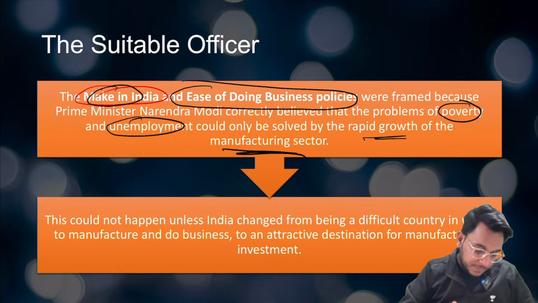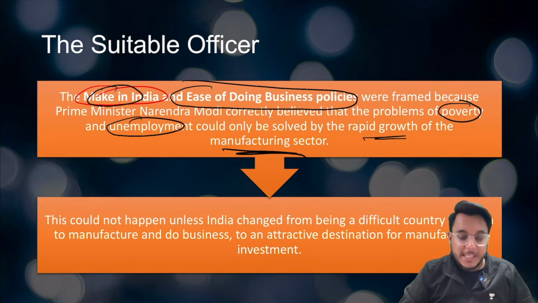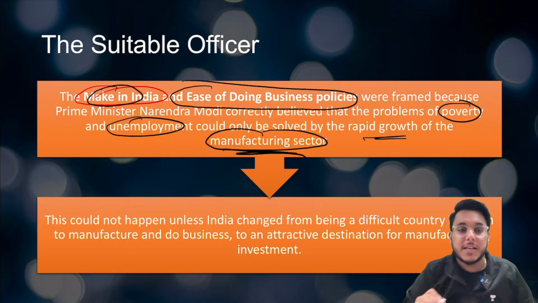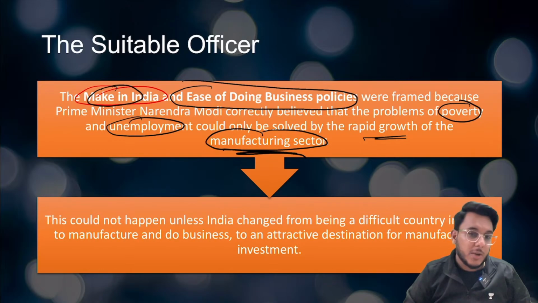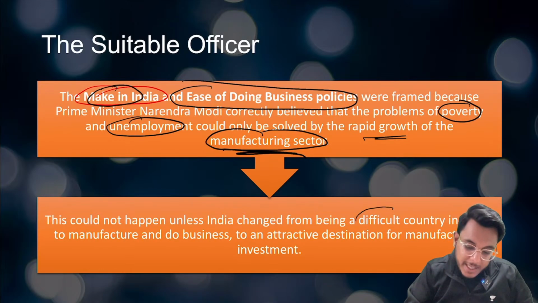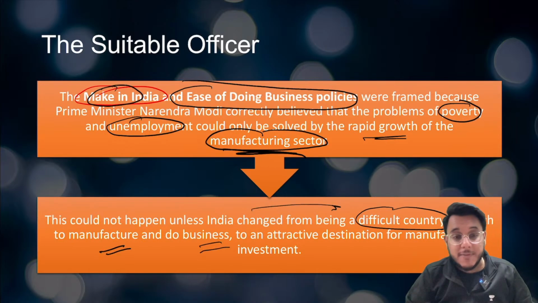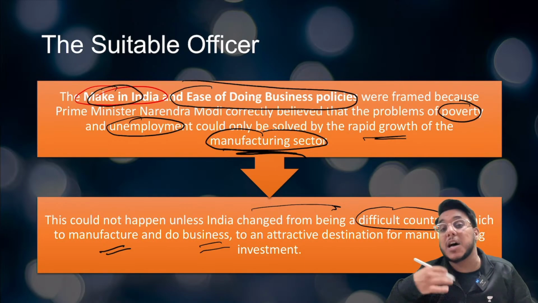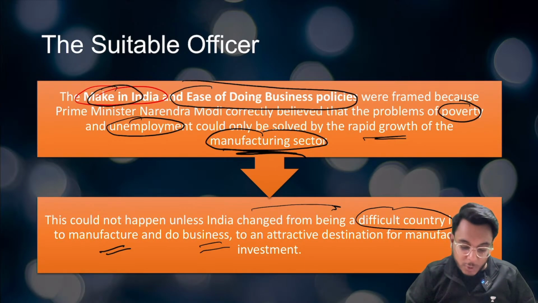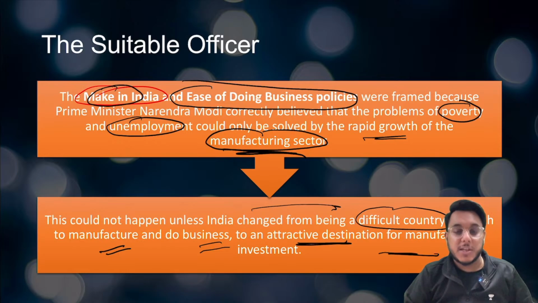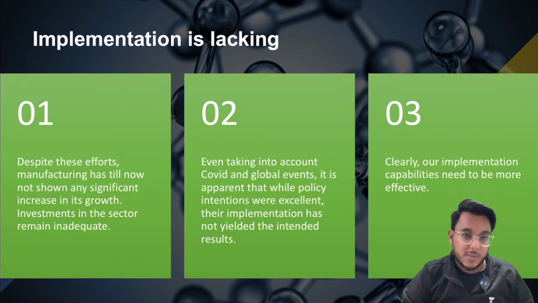So basically it has been said that if we want to promote the manufacturing sector, we need to ensure that India should not be a difficult country for doing manufacturing and business. We need to change India from being a difficult country to a country which has a lot of ease of doing business. We need to make India an attractive destination for manufacturing as well as for investment.